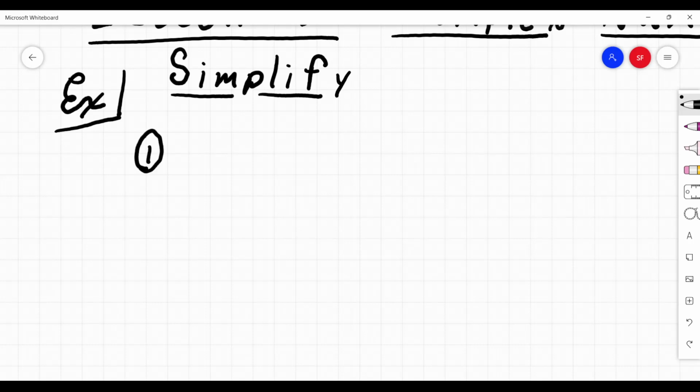Example 1, the instructions say simplify. And the problem is the square root of -1. Ha! That would be easy. It would equal i. Moving on with my life. The square root of -27 is what I was trying to write.